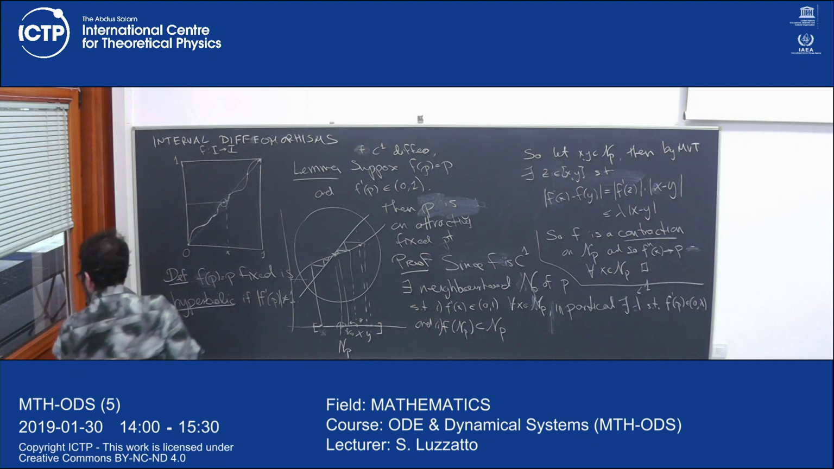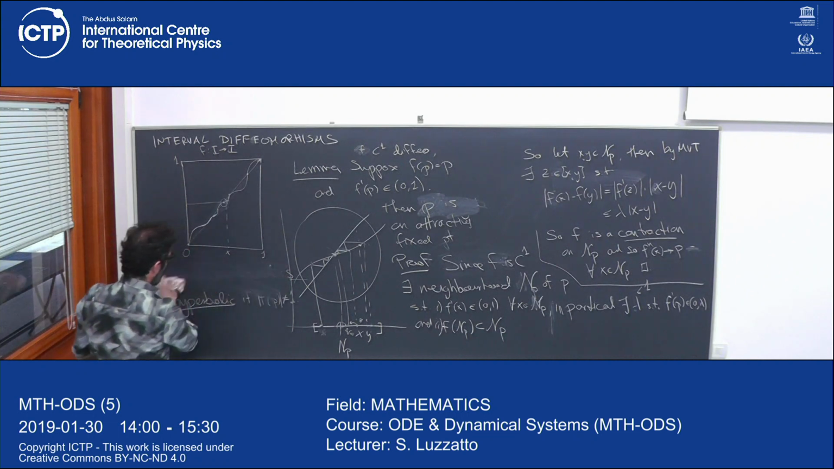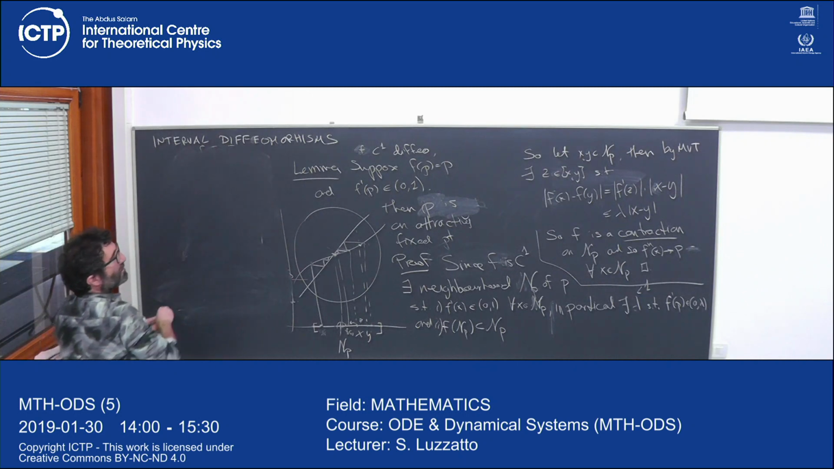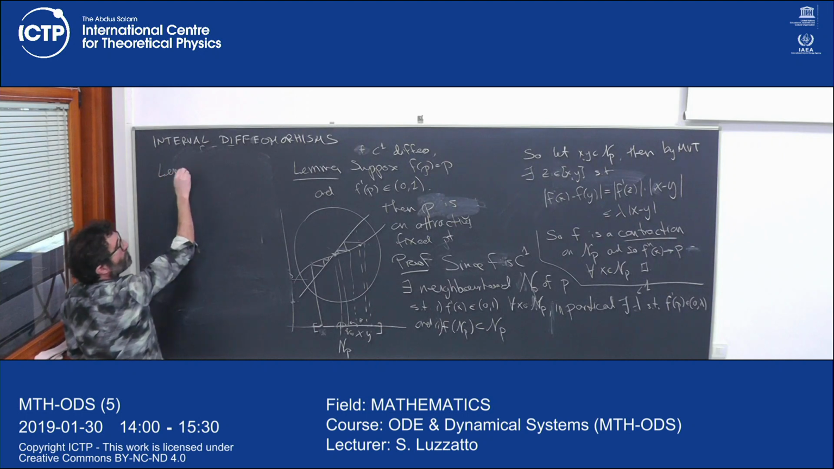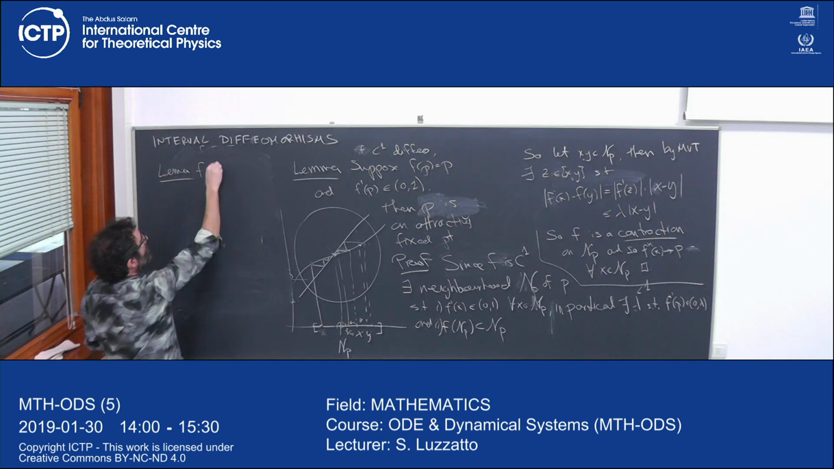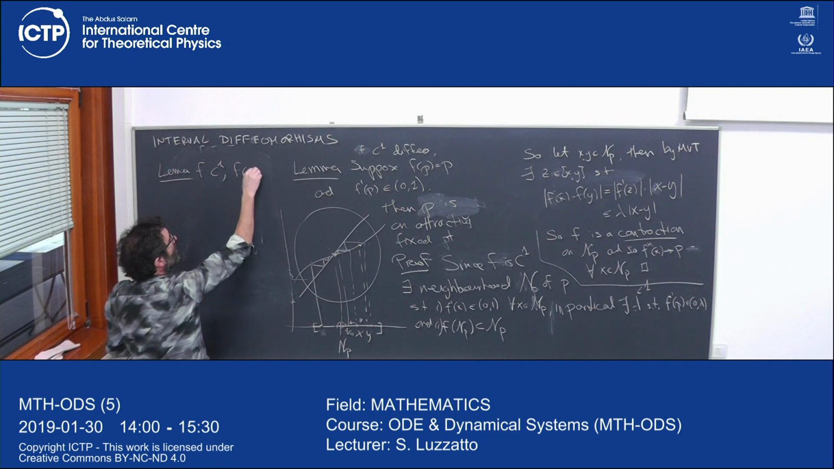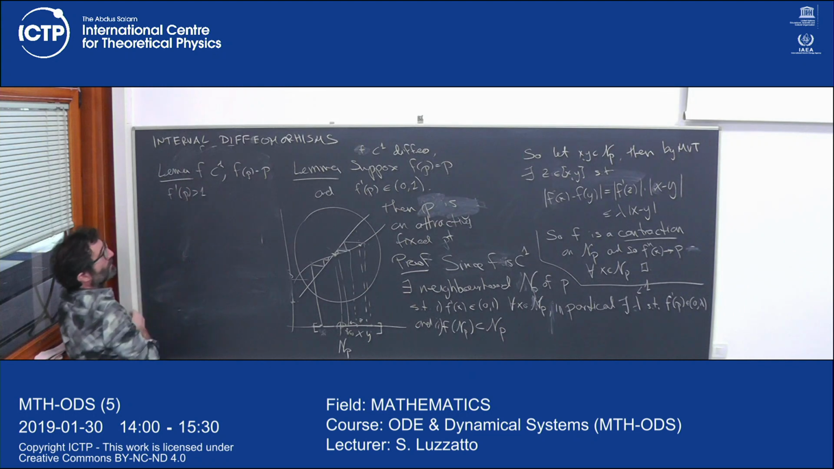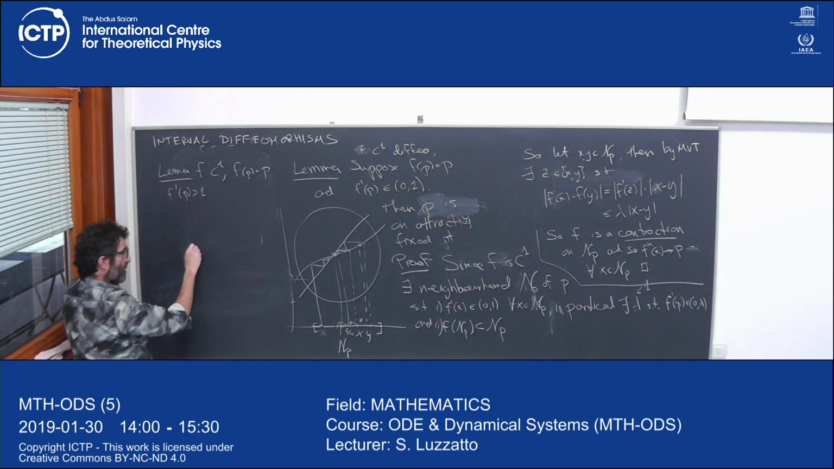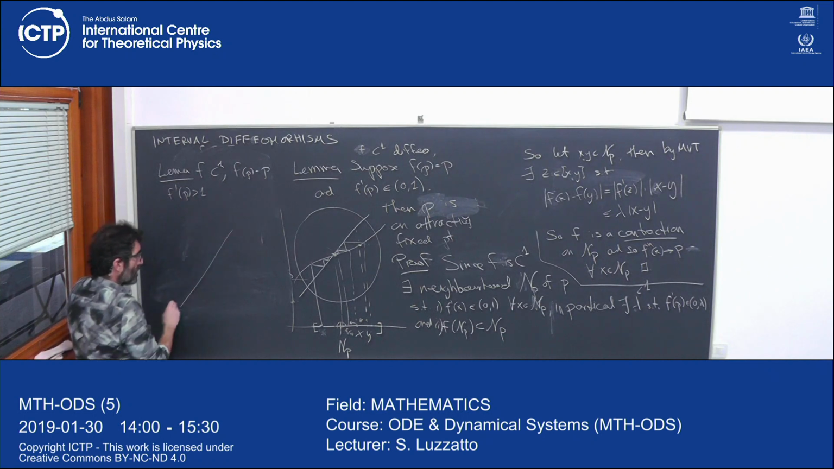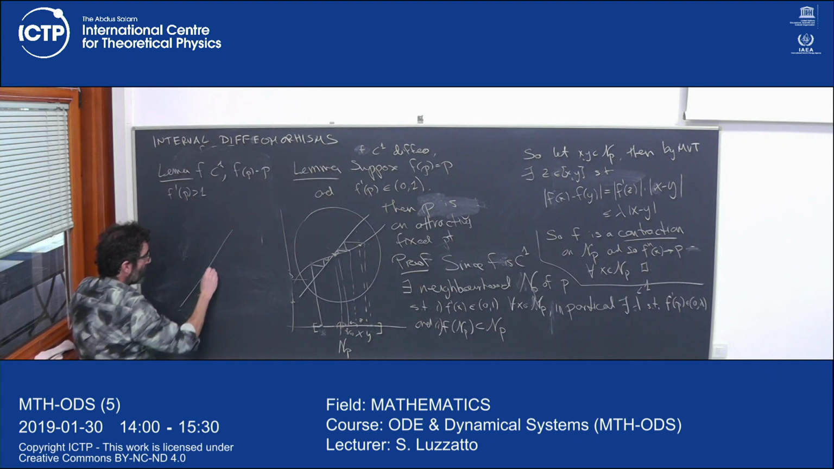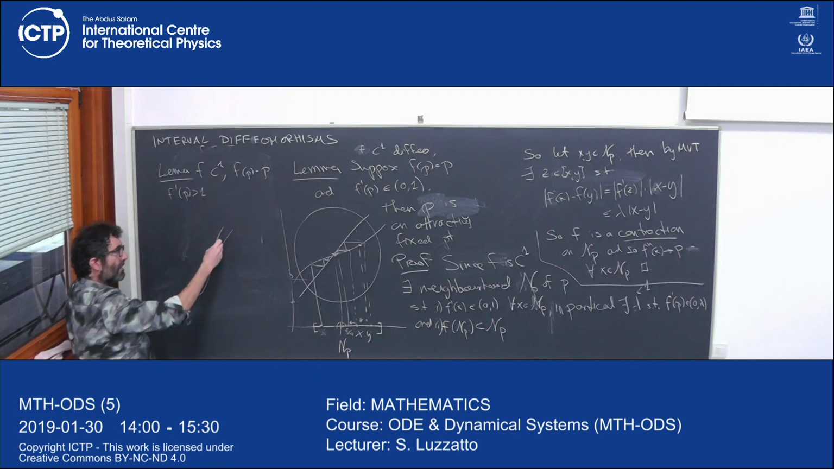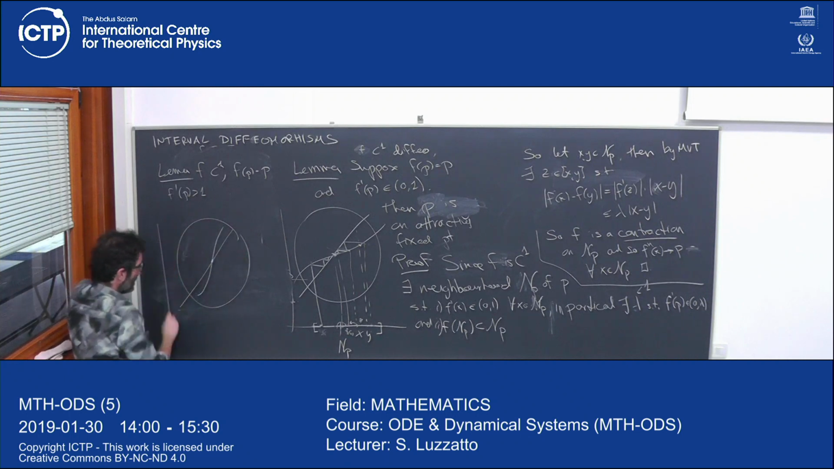And of course we have an analogous statement if the derivative is greater than 1. So, lemma: if f is C1, f of p is equal to p and f prime of p is greater than 1, then what happens? This corresponds to this picture here. Here we have something that goes like this. The derivative is greater than 1, so that means the graph is crossing the diagonal like this.